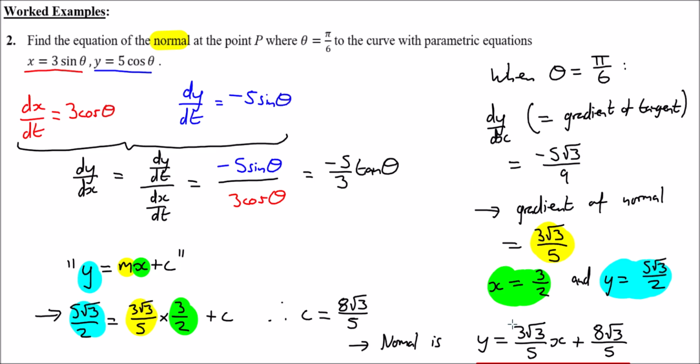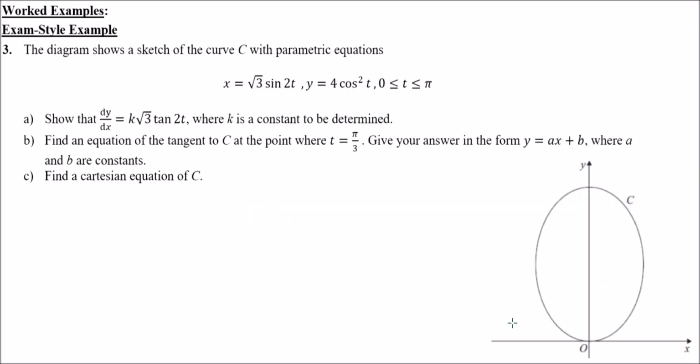Let's now have a look at the final worked example number 3. This is actually taken from an exam paper, to be honest. So if you can do this, this is a good acid test. This is what you might be faced with in your actual exams. So we've got a diagram showing a sketch of a parametric equation, curve C, given parametrically in terms of x and y as follows. Here, first of all, we need to show that dy by dx is k root 3 tan 2t, where k is some constant to be determined.